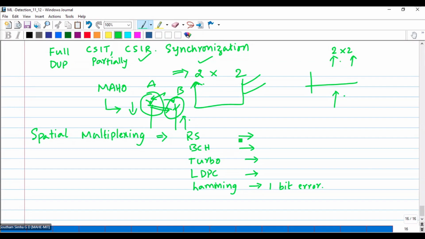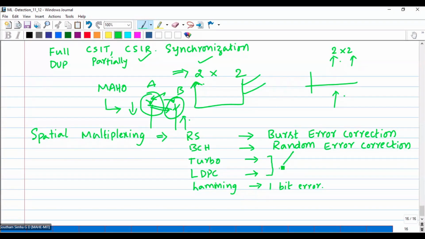BCH and RS: RS is nothing but Reed-Solomon codes, designed in 1959-1960 by Reed and Solomon. RS code is used for burst error correction. Note down all these things because they may ask in the exam. BCH is random error correction. Turbo and LDPC are also random error correction codes.